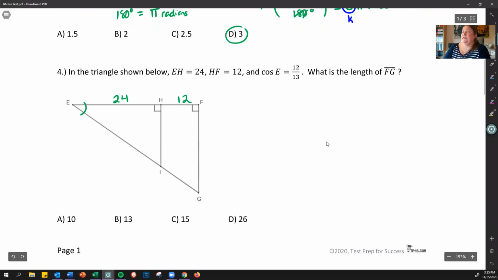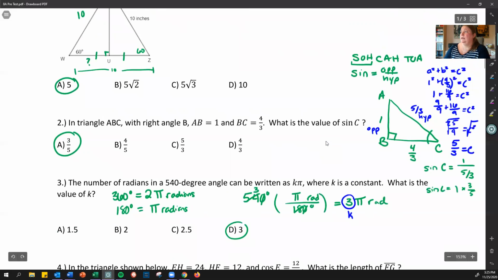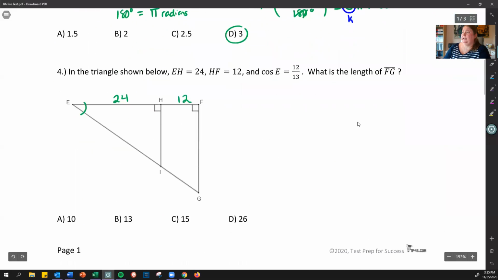So what I'm going to do is, first of all, remember that SOHCAHTOA again. CAH here reminds me that cosine equals adjacent over the hypotenuse. So keeping that in mind, I'm going to use this information about cosine of E equals 12 over 13. Now, for E, the adjacent is right here, the 24. And the hypotenuse is here.